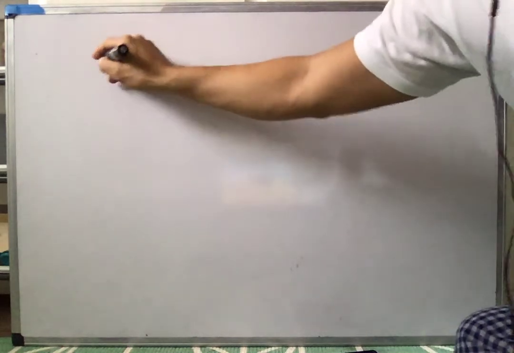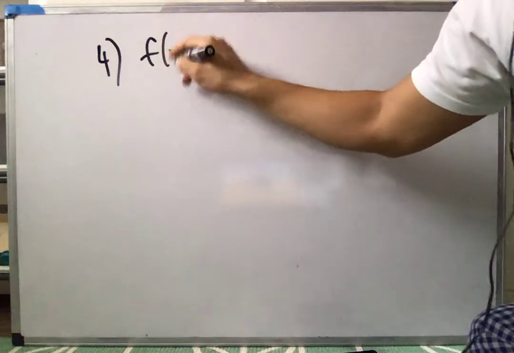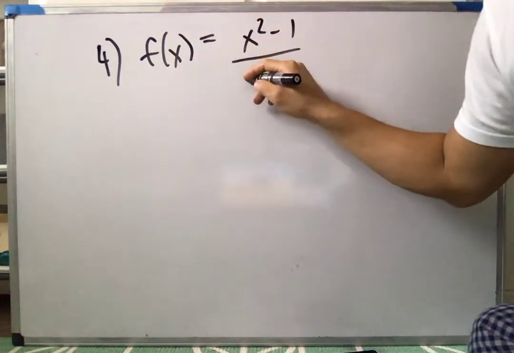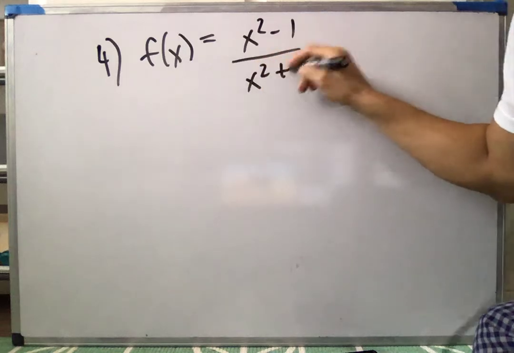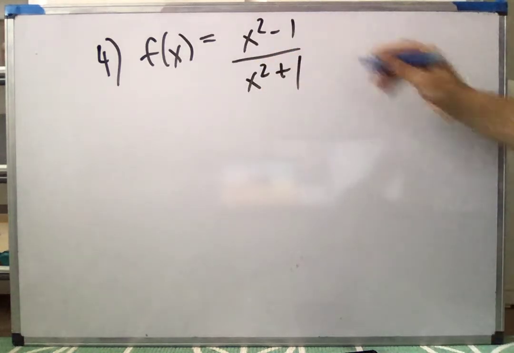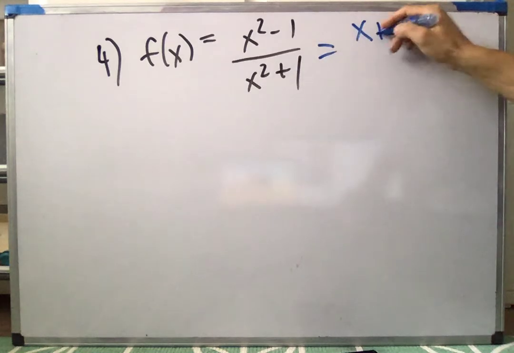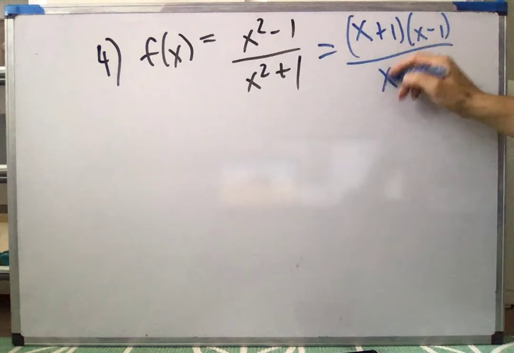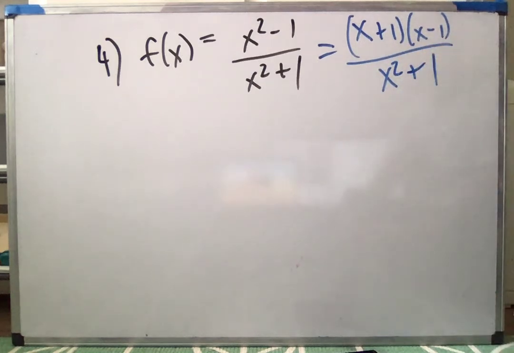So number 4. f of x is equal to x squared minus 1 over x squared plus 1. Okay, so we've got to factor this thing. The top factors to x plus 1, x minus 1. But the bottom is actually unfactorable. It has no factors.